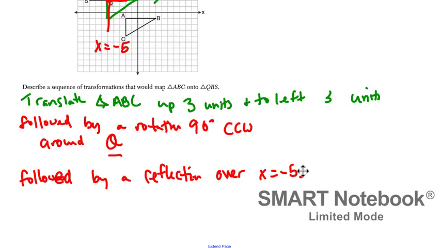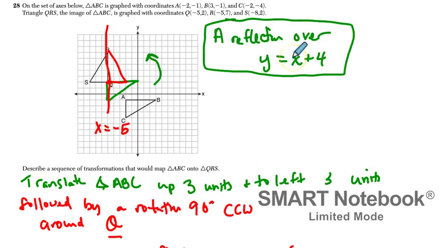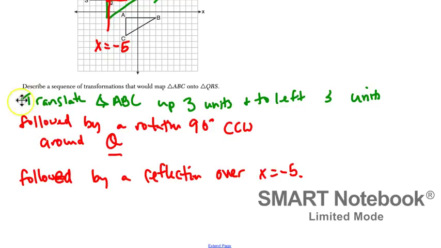So that's another sequence of transformations. So I have one, a reflection over y equals x plus 4, or I've got this sequence right here. And again, there are multiple answers, so it's important to check and test it out as you go.